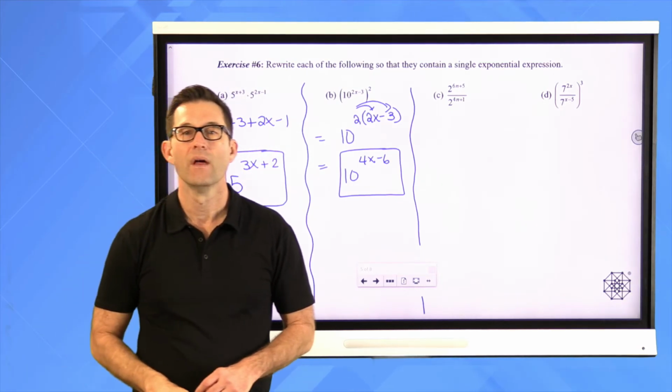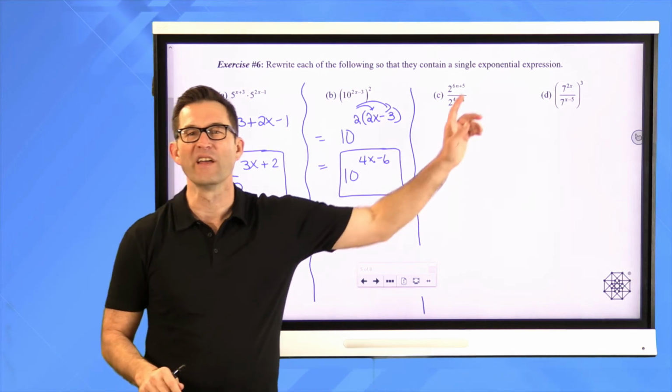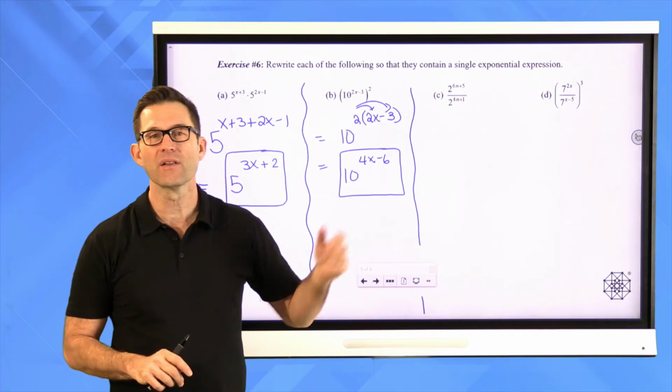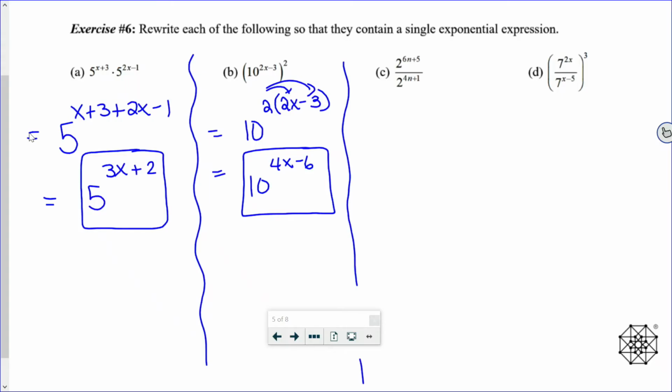Okay, let's do one more of them together, and then I'll let you do the real hard one on your own. Okay, let's take a look at letter C. Here I've got 2 raised to the 6n plus 5 divided by 2 raised to the 4n plus 1.